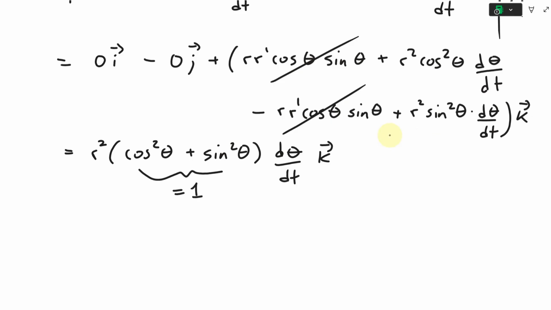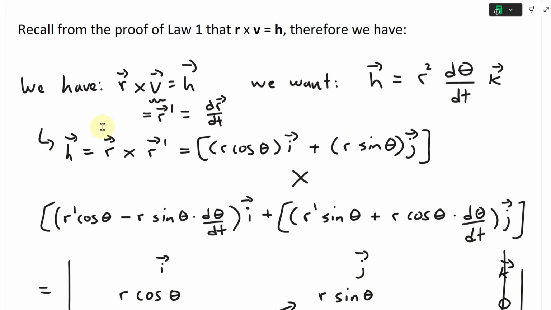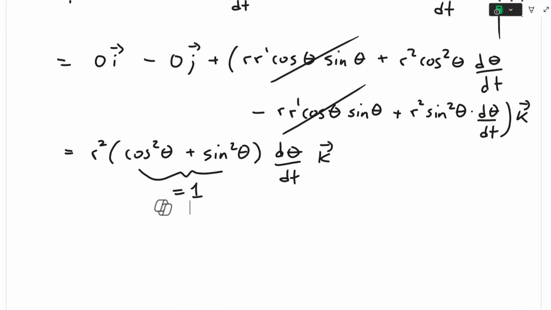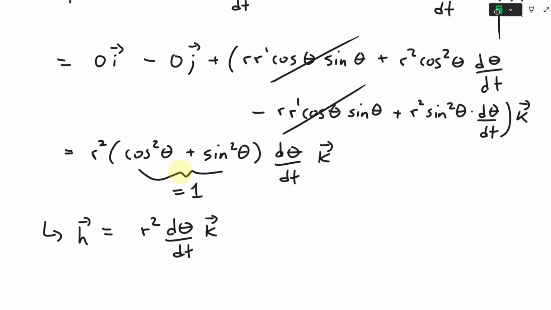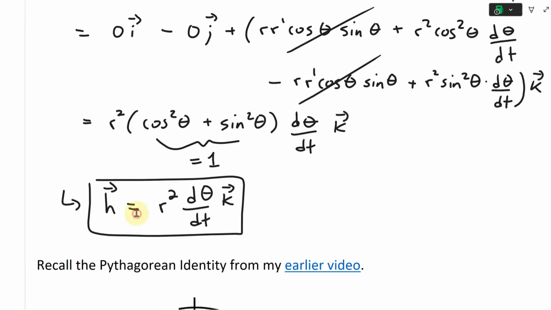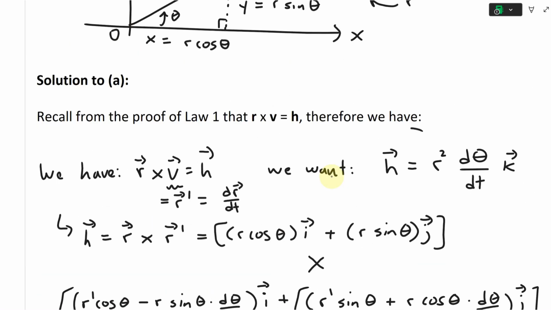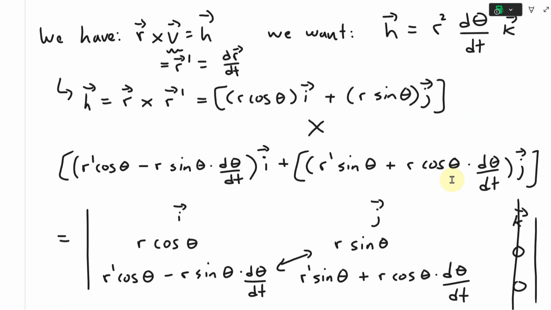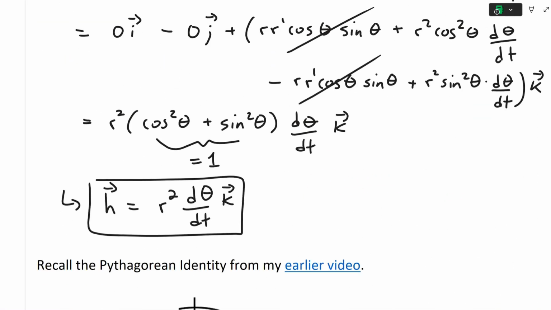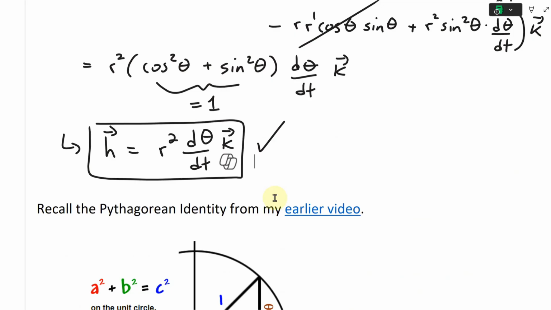So what we get is h. Remember, this whole thing was h, the cross product of this. So we're going to get h vector equals r squared d theta over dt times the k vector. So we could block this out. All right, and here, just fix that up. But now if we look above, that's this one right here. That's what we were asked to show. So we're asked to show that h equals r squared d theta over dt, and then k vector there. So that's what we got. So we got the exact solution.